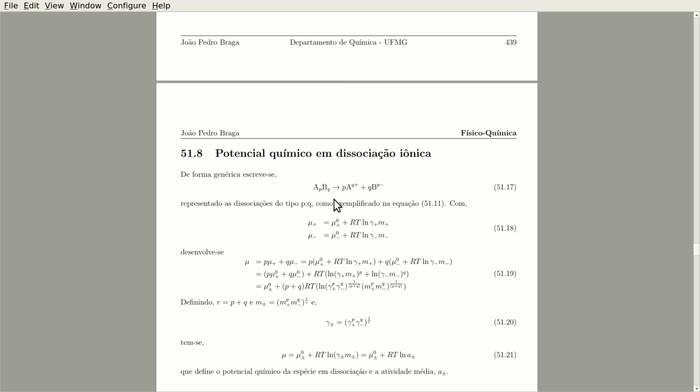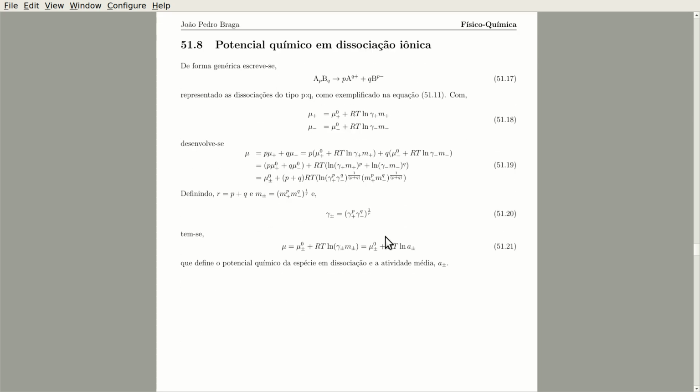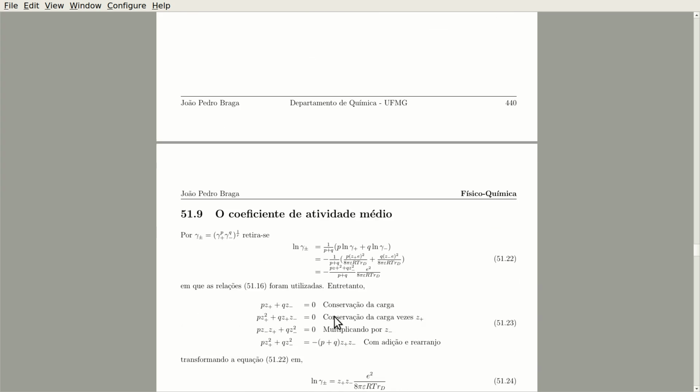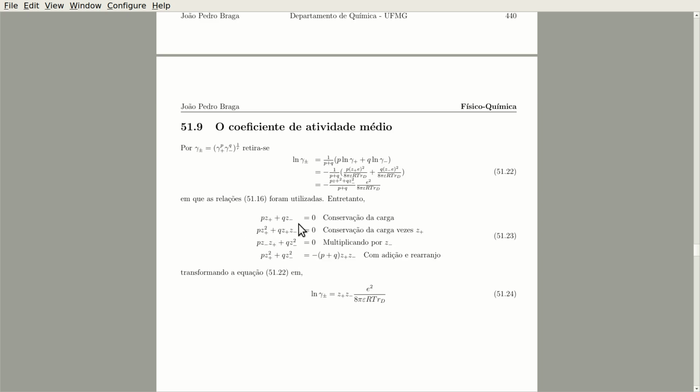You have a reaction like that, and you develop things you know from basic thermodynamics. I'm not going to go into the details. These are very simple steps. So with this definition of the mean activity coefficient, we can proceed and calculate it, taking the logarithm of this expression, and you arrive, using again charge conservation, it's very simple, at equation 24.